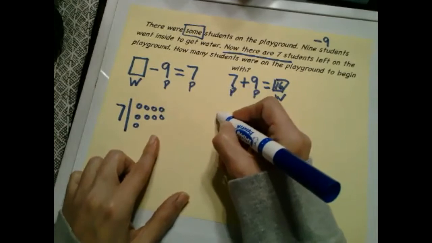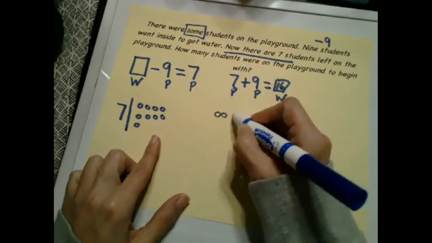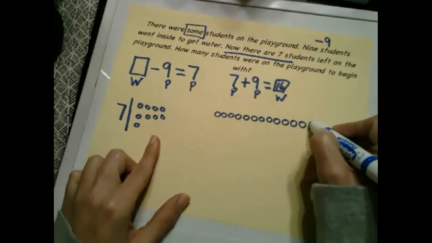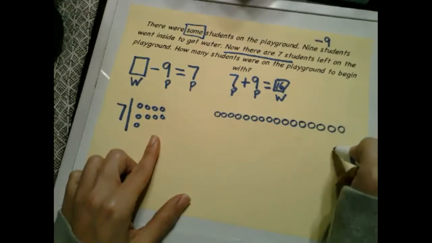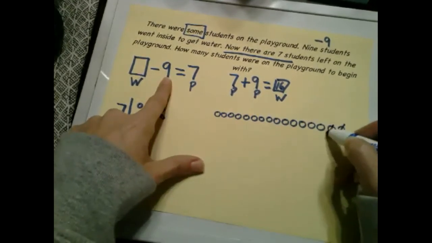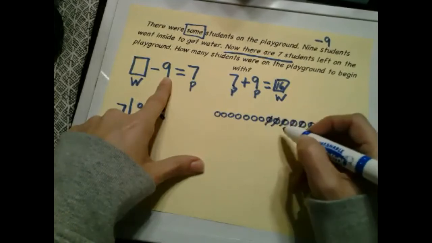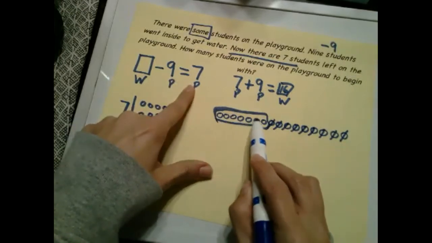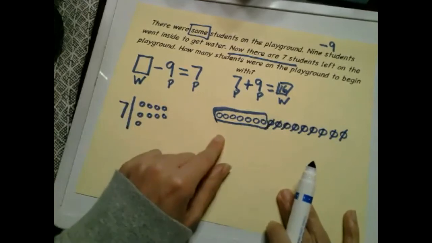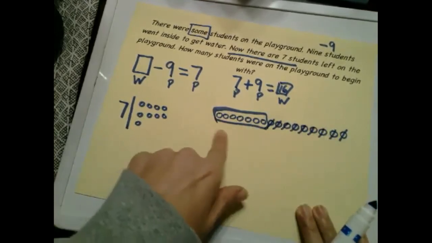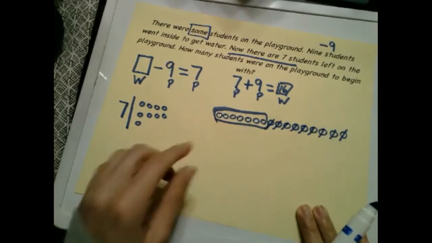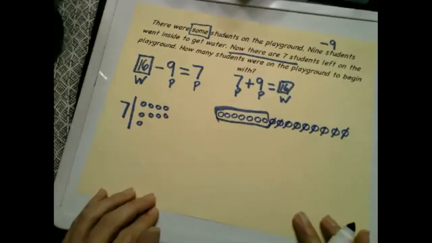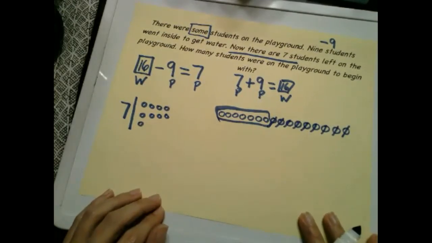So I'm going to go ahead and draw my 16. I'm going to minus 9. And we'll see if what we have left is 7. 1, 2, 3, 4, 5, 6, 7. So I just double checked my work. If I had 16 and a minus 9, it gives me 7. So 16 minus 9 equals 7. Great job, guys, thinking.